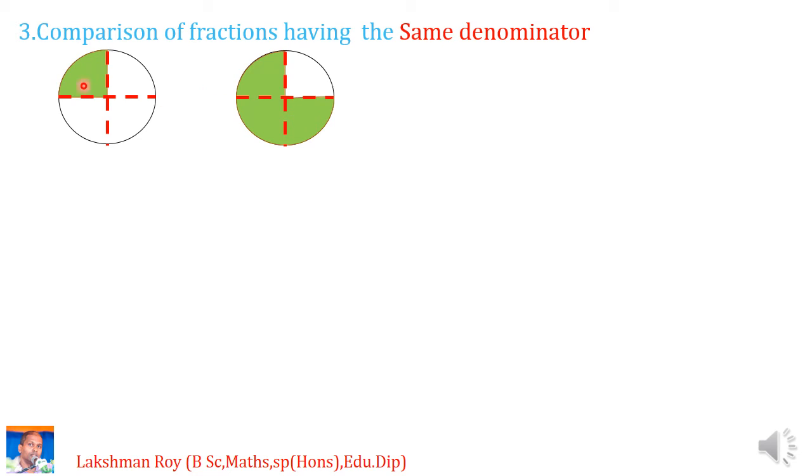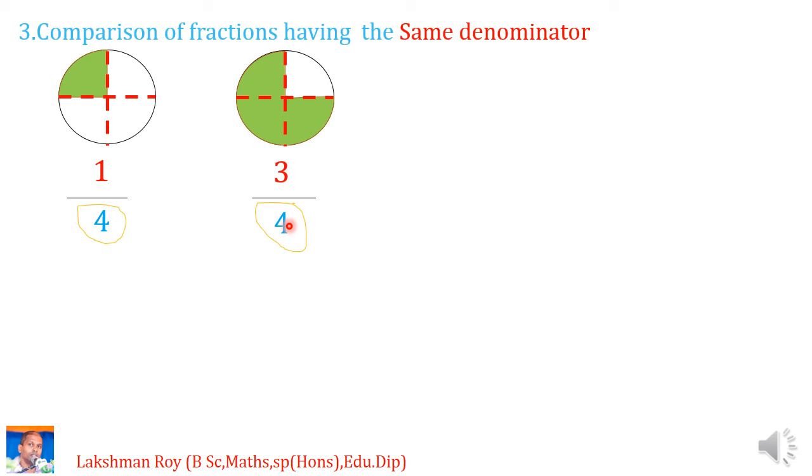Now how to represent this colored part as a fraction, students? Divided into 4 parts, 1 part colored, 1/4, right? How to represent this second figure? Divided into 4 parts, colored 3 parts. Now see, the denominator is 4, same denominator.